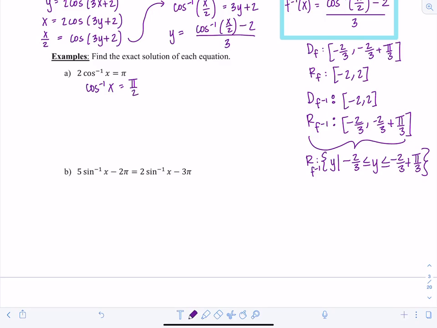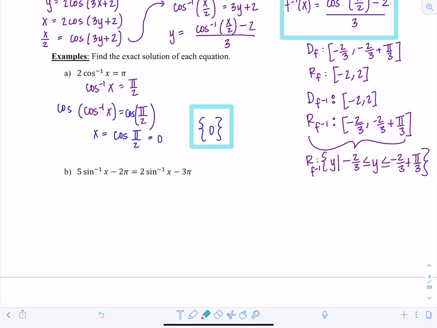How do I get x by itself? Well, let me rewrite this equation one line below. If cosine inverse of x equals pi over 2, I'm going to apply or take the cosine of both sides. So on the left-hand side, I'm just going to be left with x, right? Cosine and cosine inverse will undo each other, equals cosine of pi over 2. And what's cosine of pi over 2? It's just 0. So that's the answer that goes in our solution set. Not too bad, right?